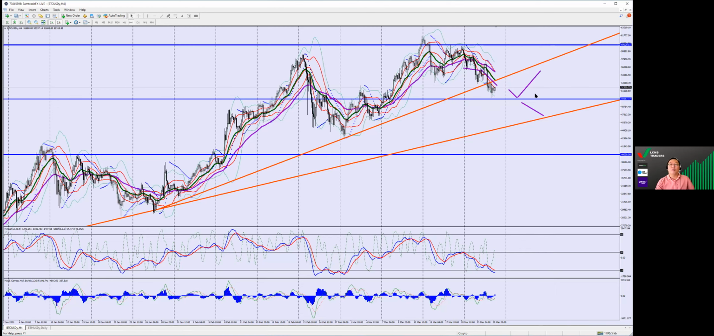So if it really breaks below 50,000, then it will most likely drop further down. However, if you're anyone looking to trade, I really don't advise you to trade on the sell right now because of the uptrend. Maybe you look for an opportunity to look for a buy.